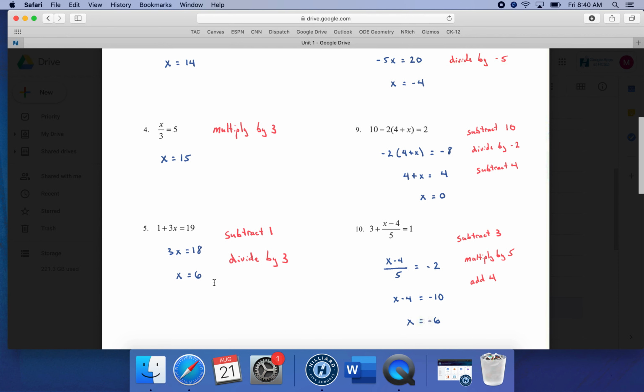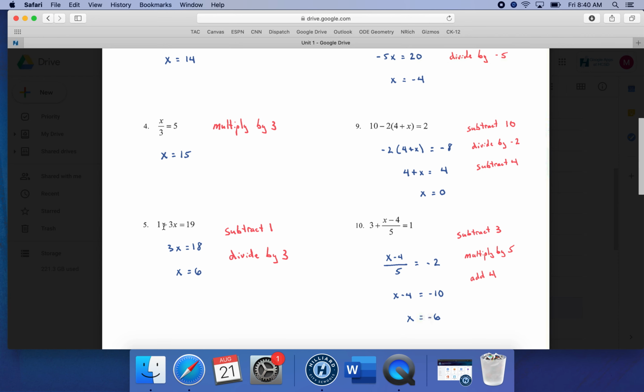All right, now this one is finally our first two-stepper, right? 1 plus 3x equals 19. Well, in your head, you're saying, 1 plus what equals 19? This thing must be 18, right? 1 plus 18 is 19. Then if this is 18, 3 times what is 18? Well, 3 times 6 is 18. So we get an answer of 6.